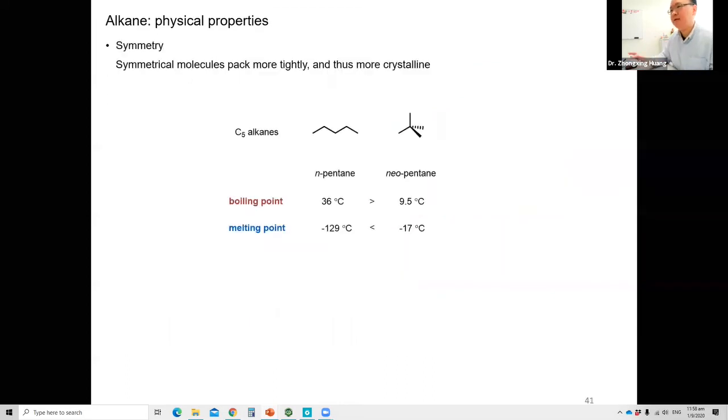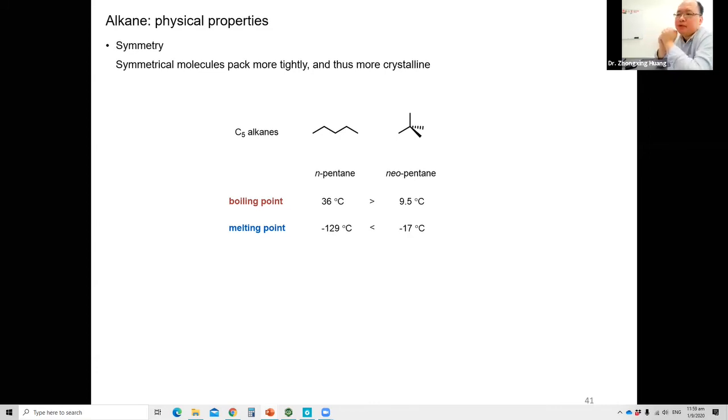Okay. But when we talk about the melting point, it's a different story, because remember, the packing ability is now taken into account. So look at this n-pentane and the neopentane. The boiling point of n-pentane is higher than neopentane, because n-pentane is a long chain with more surface area. But the neopentane is like a ball, right? It's small, because all the carbons are attached to one carbon. It does not have a lot of surface area.